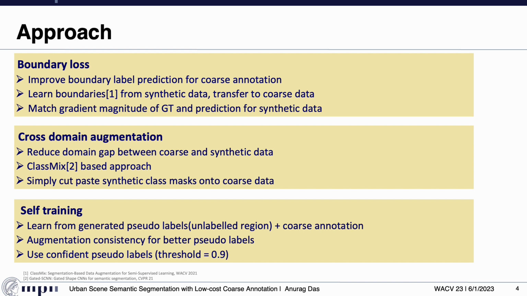The third key component is self-training. We learn from generated pseudo-labels on the unlabeled regions plus coarse annotation. We utilize augmentation consistency to obtain better pseudo-labels. We also use confident pseudo-labels for training, for which we use thresholding with a threshold parameter of 0.9.